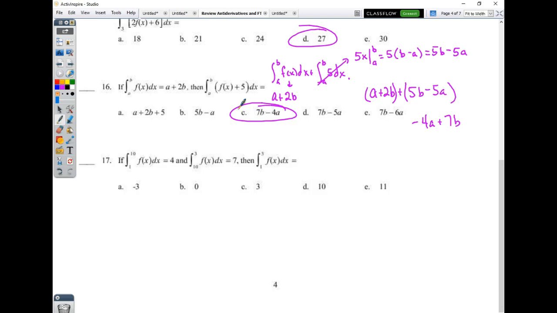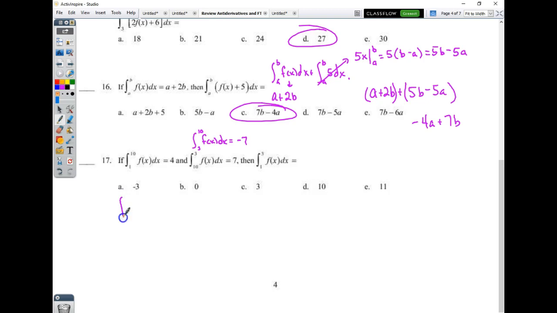We're almost there. We are looking at question 17 here. If the integral from 1 to 10 of f of x dx equals 4, and the integral from 10 to 3 of f of x dx equals 7, this should be a warning sign right here. I'm looking at this. I don't like the order that they put that in. I want from 3 to 10 of f of x dx, not 10 to 3. So let's go ahead and rewrite that and call that negative 7.